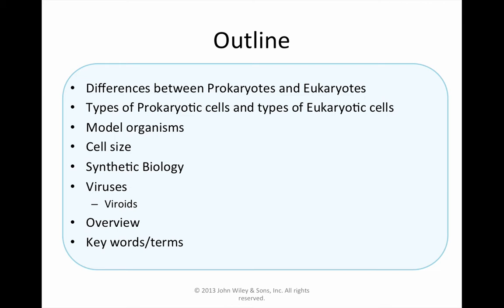The outline for today's talk is we will start with the differences between prokaryotes and eukaryotes. Then we'll move into types of prokaryotic cells as well as types of eukaryotic cells. Then we'll start to move into the bigger picture, model organisms. Again, we'll scale it back down. And since we've talked about prokaryotes and eukaryotes, we're going to look at cell size and how these cells differ.